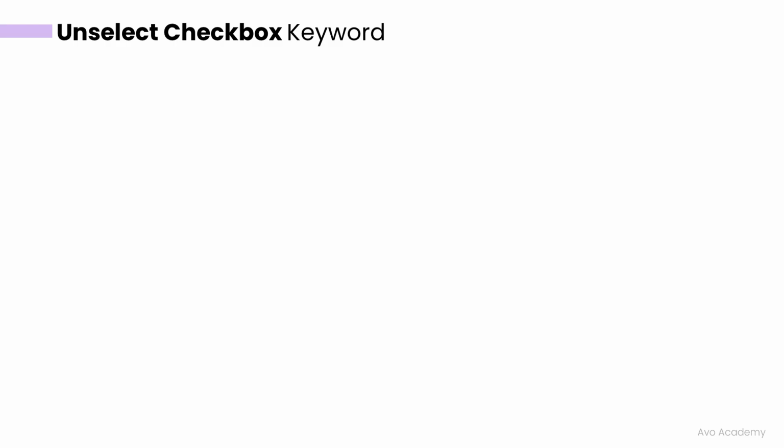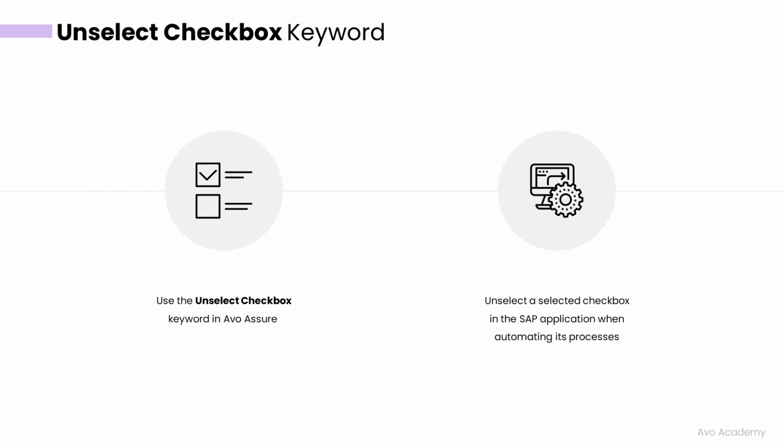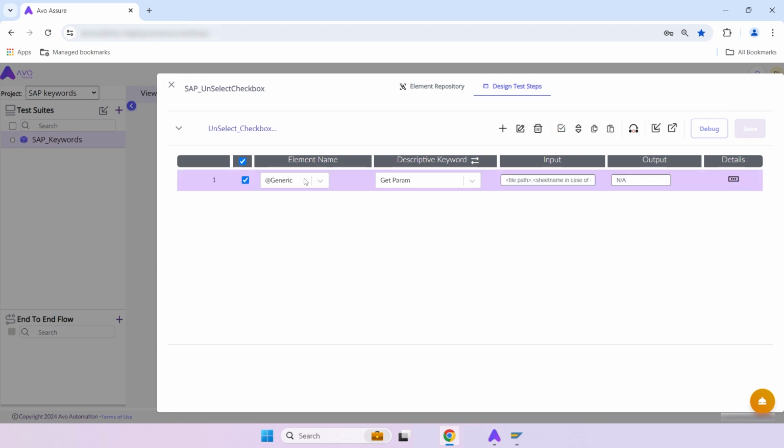In this video, you will explore the steps to use an Unselect checkbox keyword in Avo Assure to unselect a previously selected checkbox in SAP application when automating its processes. Start with adding step on the Design Test Steps screen.